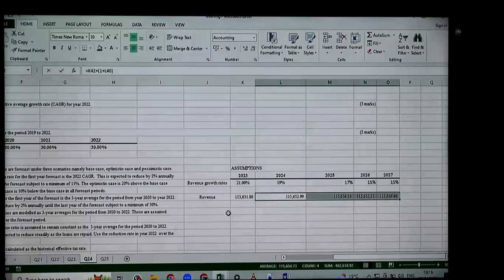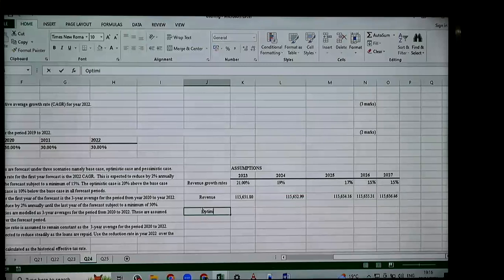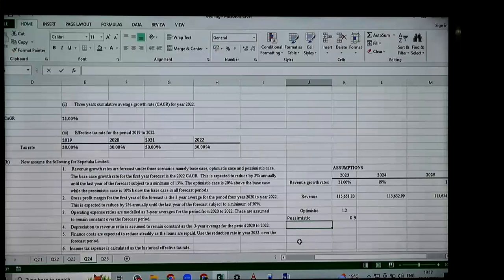So we are told the optimistic case here is 20% above, so it will be 1.2, like 120%, isn't it? And the pessimistic is 10% below, so it will be 0.9, isn't it? That one is the interpretation of the first additional information. We'll go to the second one here.